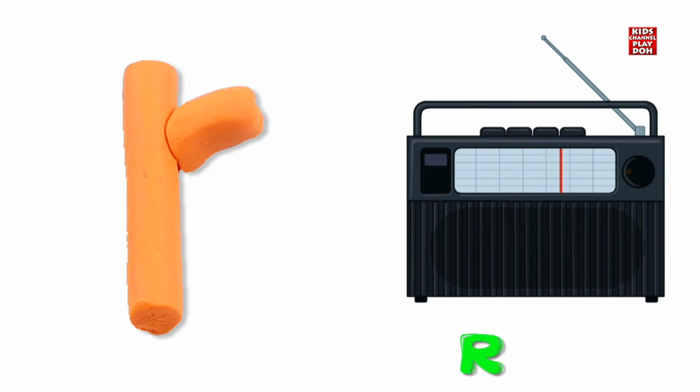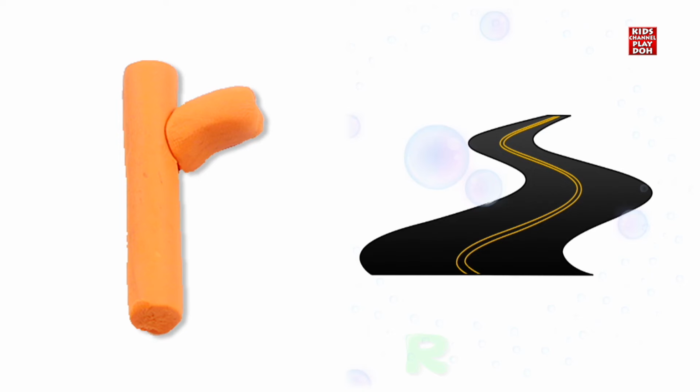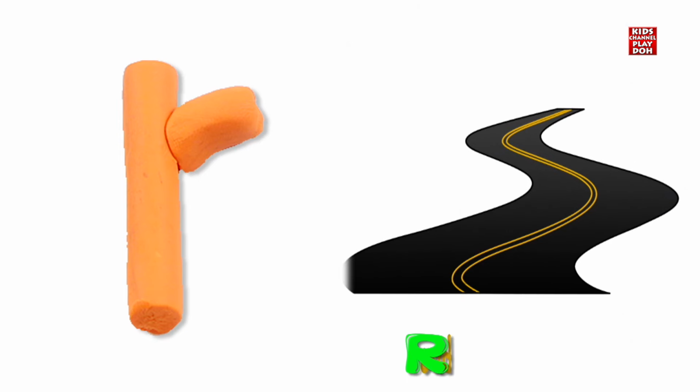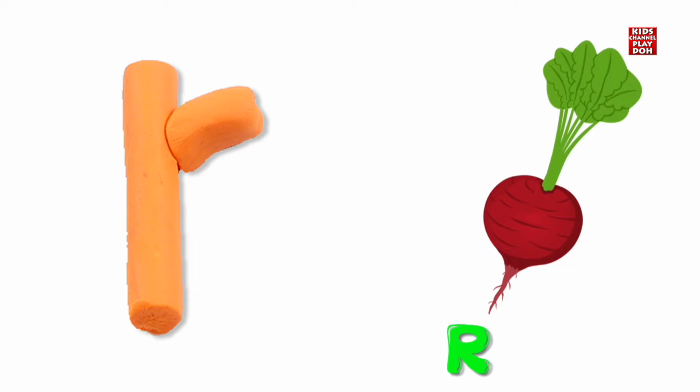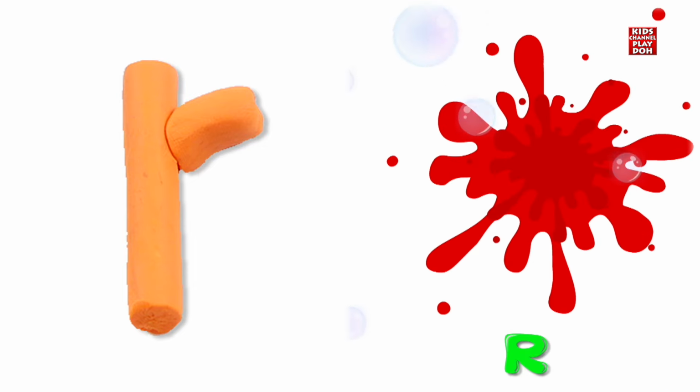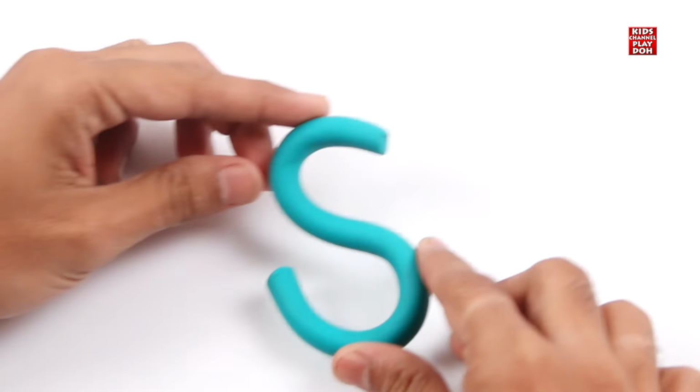R is for radio, radio. R is for road, road. R is for radish, radish. R is for red, red. Here comes the letter S.